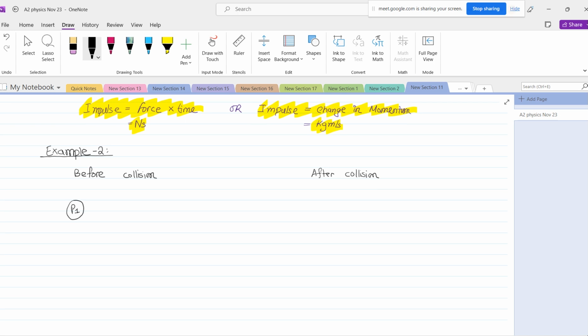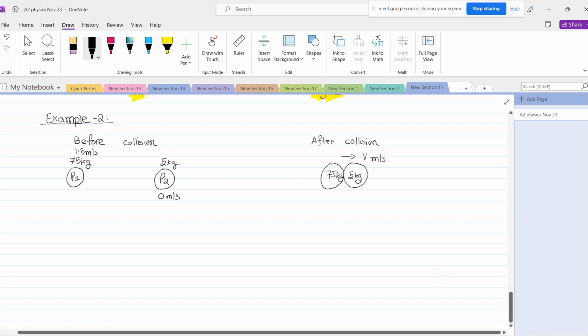So this was the skateboarder, which has a mass of 75 kg and a velocity of 1.5. And the skateboard had a mass of 5 kg with a velocity of 0 meters per second. After collision, the particles combine together, that is 75 kg and 5 kg combined, and start moving in the same direction with a velocity of v. Now I don't know the value of v, we have to calculate it.